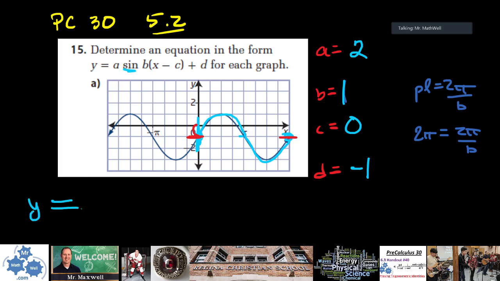So y equals a sine b, so a is going to be 2. b is just 1. C is just 0, so that's just sine x, right? You don't have to put the bracket x minus 0 bracket. You don't have to write that. Just write it as sine x, okay? And then plus d, or plus a -1, is the same as just -1.